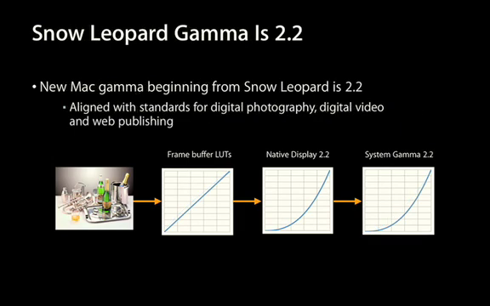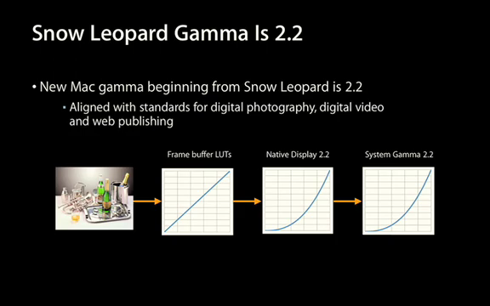So starting from Snow Leopard, we are no longer doing that. The native gamma of the CRT or our LCD display is close to 2.2. Reality is different, but that's the model. So our system gamma will be 2.2 as well. So what it means is that we can leave the frame buffer LUTs really for what they're supposed to be used for, and we don't need to combine and tweak them in order to achieve that result of 1.8.